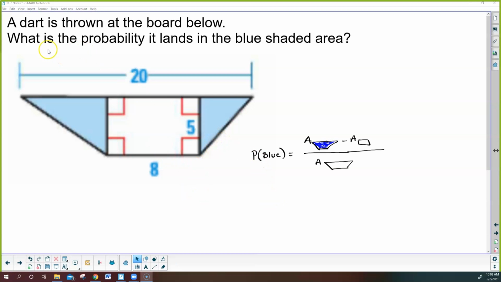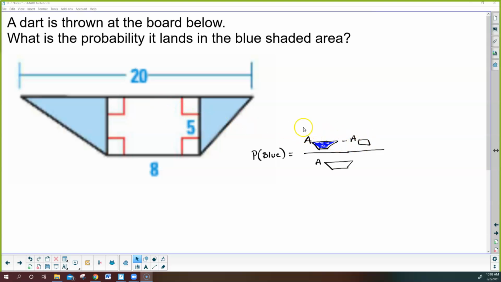So let's go over this. A dart is thrown at the board below. What is the probability it lands in the blue shaded region? Now there are 2 pieces, but we don't really have enough information. I don't know the length of this triangle or this triangle, and I can't really guess. There might be more creative ways to do this problem, but the way that I view it is, to find the blue shaded area, we take the area of the trapezoid and subtract the area of the rectangle from it. So let's deal with that part first.